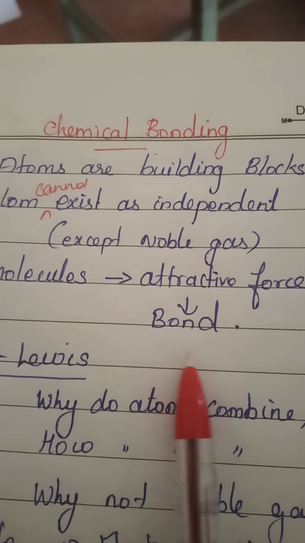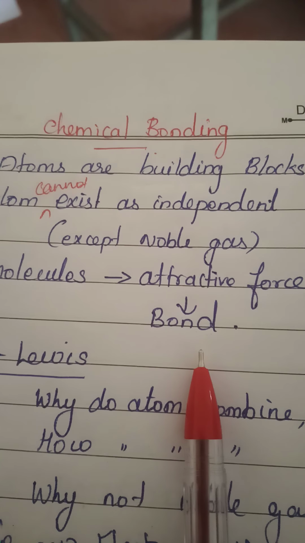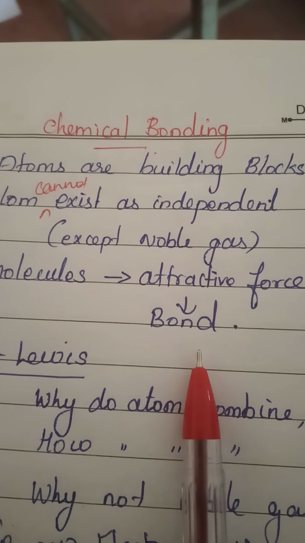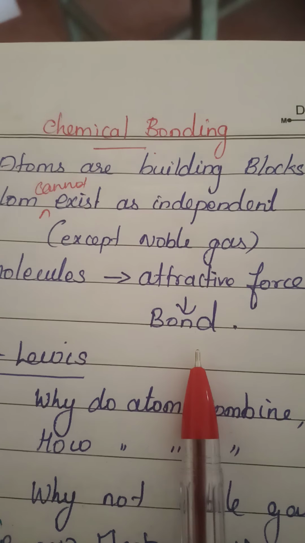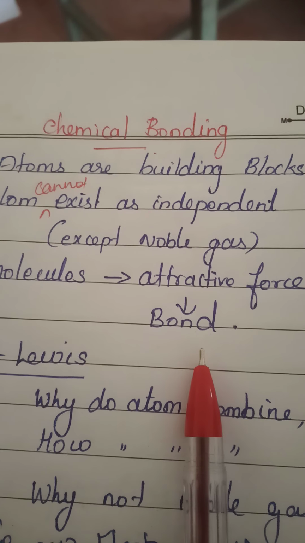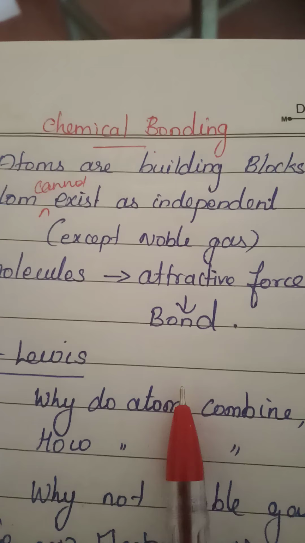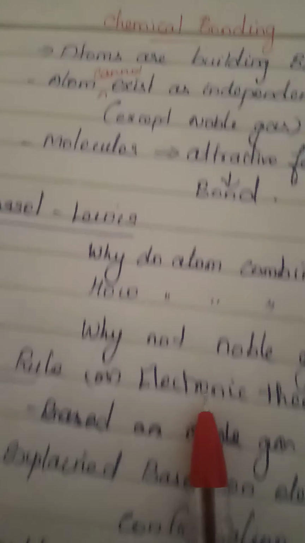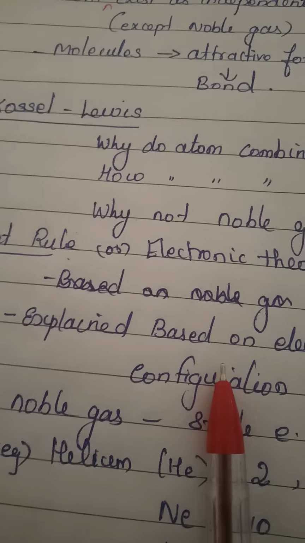Any doubt in this? So once again, what is chemical bonding? Atoms cannot exist free in nature, so they are all dependent. They combine with each other except noble gases. While combining, these atoms form molecules, and the atoms in these molecules form a single unit, and this unit is held by a force of attraction. That force of attraction we call a bond. Next we are going to learn about the Kossel and Lewis model.